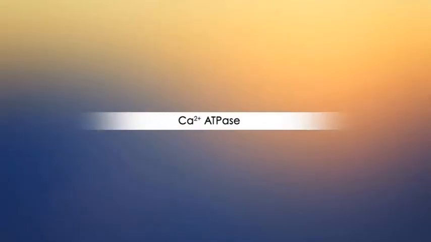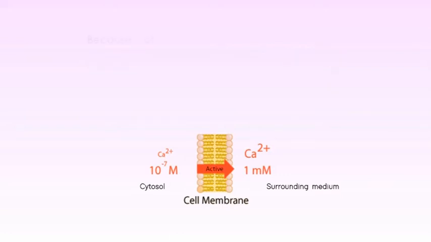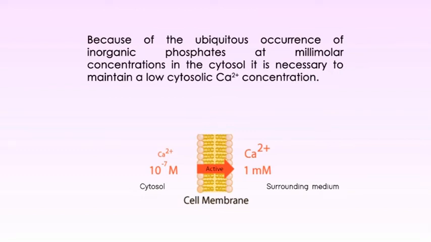A low sodium ion concentration and a high potassium ion concentration inside the cell is maintained by the sodium-potassium ATPase, and this is essential for regulation of enzymes required for protein synthesis. Now let's look at the calcium ATPase. The cytosolic concentration of free calcium ions is far lower than that in the surrounding medium. Because of the ubiquitous occurrence of inorganic phosphates at millimolar concentrations in the cytosol, it is necessary to maintain a low cytosolic calcium ion concentration.